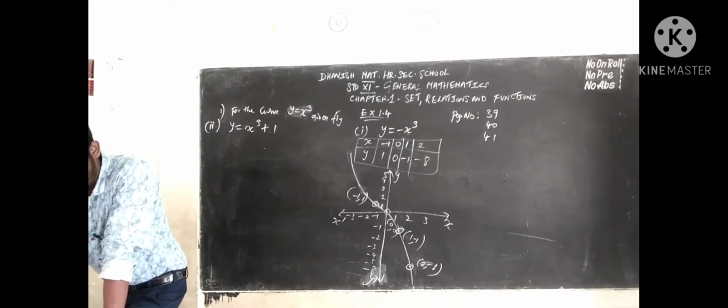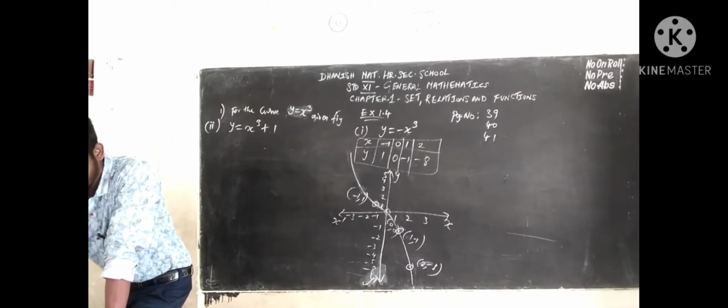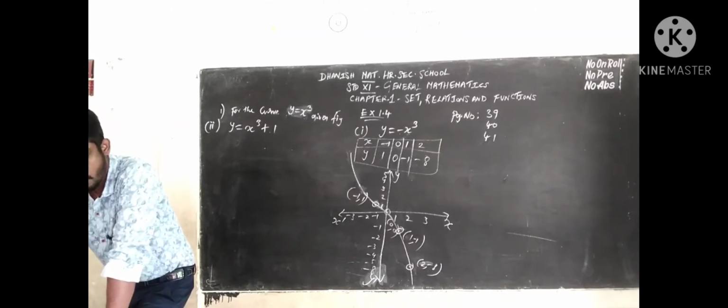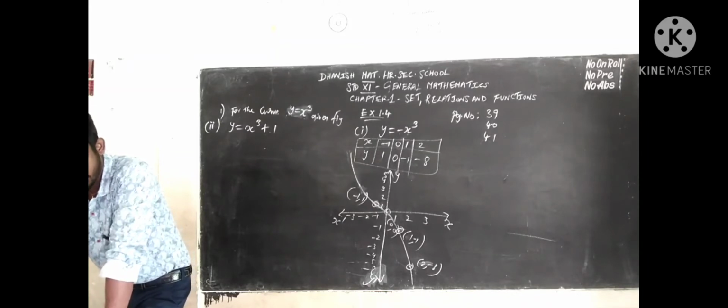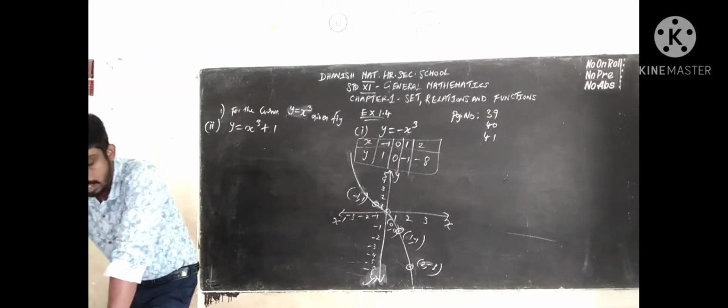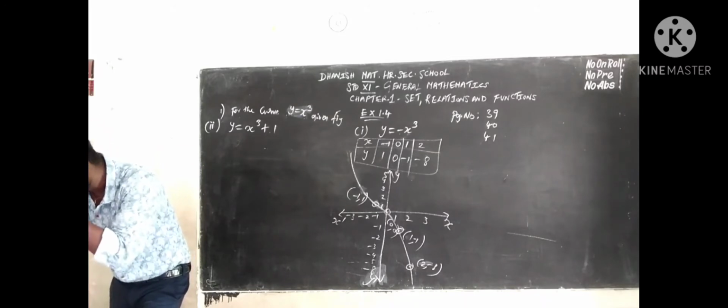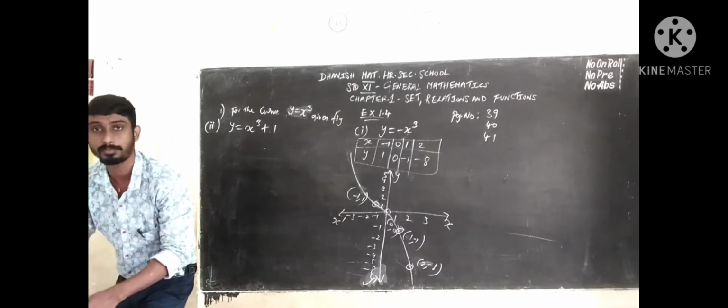Then y is equal to f of x minus c, c greater than 0, causes the shift to the right. Then y is equal to f of x plus d, d greater than 0, causes the shift upward. Then the fourth and final one, y is equal to f of x minus d, d greater than 0, causes the shift downwards. So now we are using these conditions for this question.